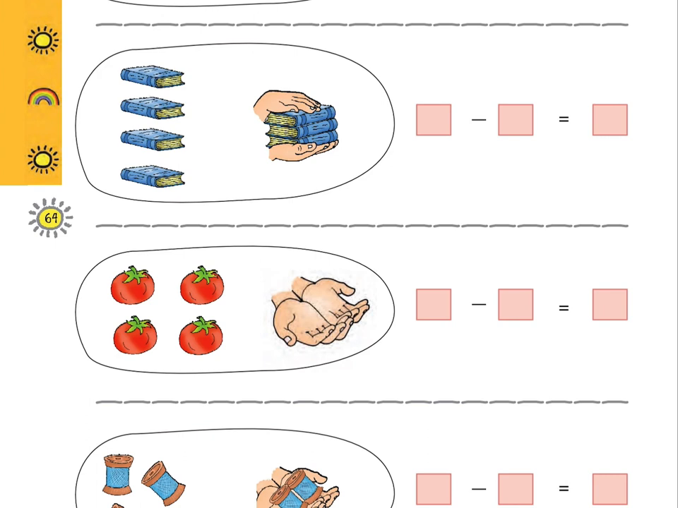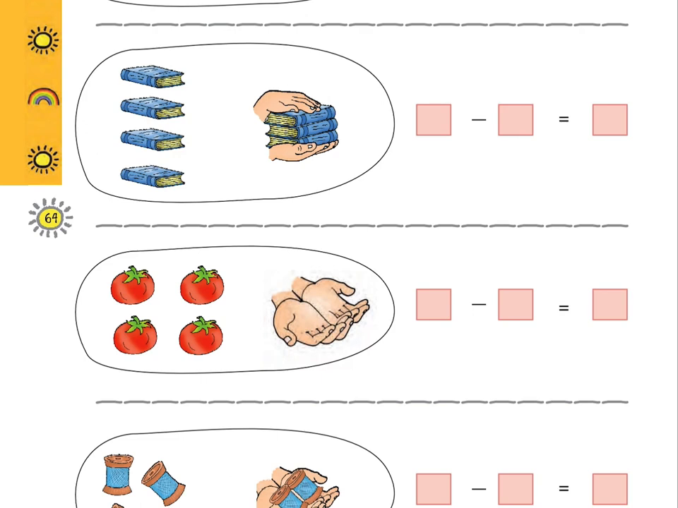Part 3 picture shows 4 tomatoes and empty hands. Empty hands indicate no tomatoes are taken away. All this is shown inside a circle. Now, write the first number in the first box and write the second number in the second box. Question 3. Subtract and write the answer in the box given.